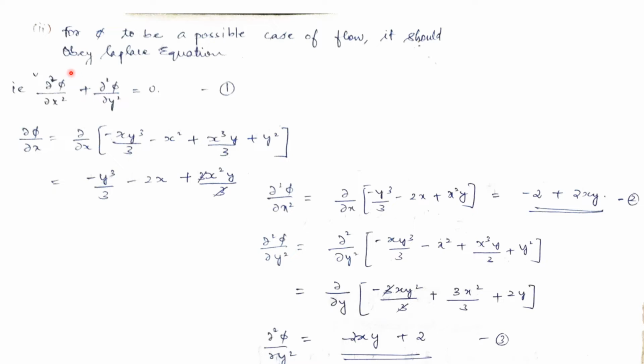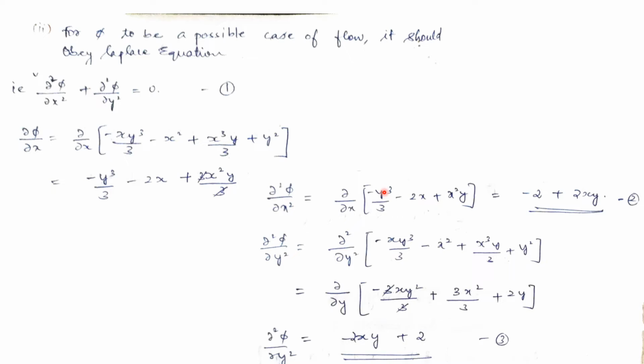So we have to first find dou square phi by dou x square. It would be, we will again differentiate this term, that is dou by dou x of minus y cube by 3 minus 2x plus x square y. The differential of the first term would be 0 because there is no x term. The differential of the second term would be minus 2, and for x square it would be 2xy. So substituting that, minus 2 plus 2xy. This is the value for dou square phi by dou x square.